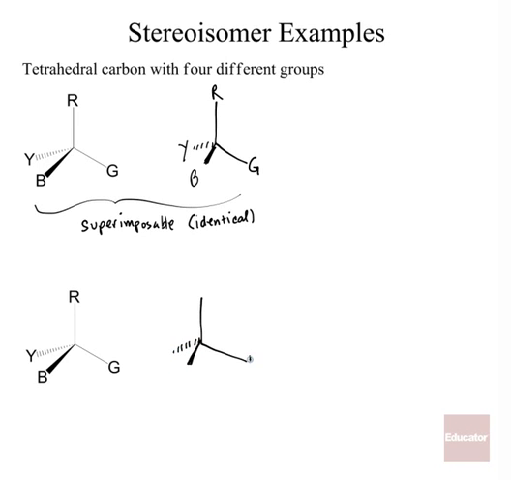And it doesn't matter which two groups you switch. You could try this at home. So let's switch the red and the green, but keep the blue and the yellow in the same position. When we make that swap, we find that these two groups are now non-superimposable. They are unique compounds. They are stereoisomers of one another.